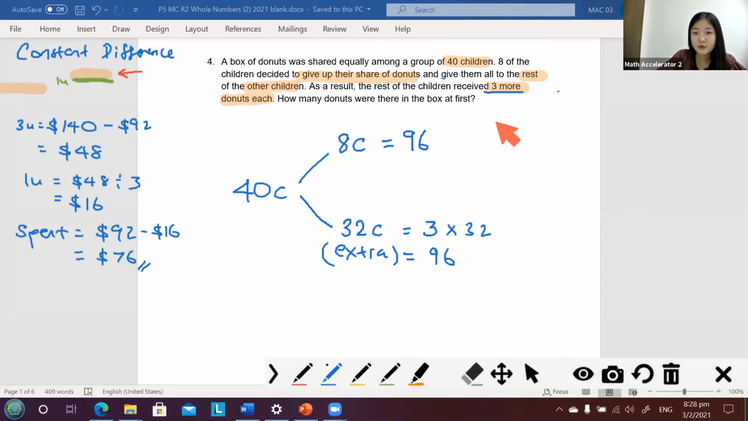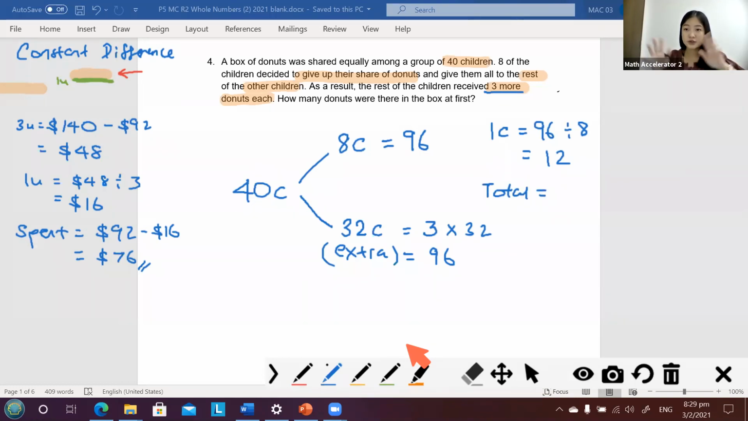We can find one child. 96 divided by 8. 12, thank you. So that's for one child. So how many donuts were there in the box at first? How to find the total? They didn't ask you for one child, right? They asked you for the total. How to find the total?